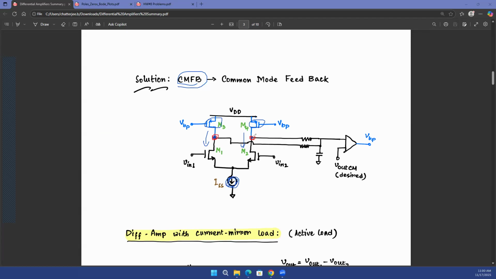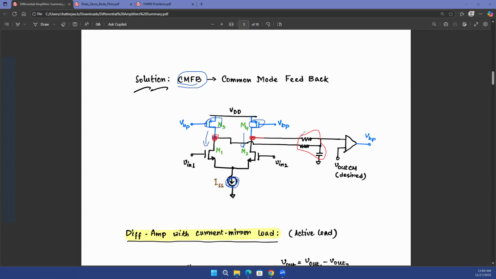If you set your DC at that output terminal to a voltage that you want, you can always set that DC voltage to something that you want it to be, and that can be done using this common mode feedback circuitry. So what we basically do is take an average of these two voltage values, and that averaging is done through this RC circuit, this RC low-pass filtering.